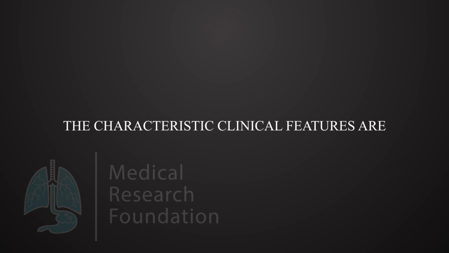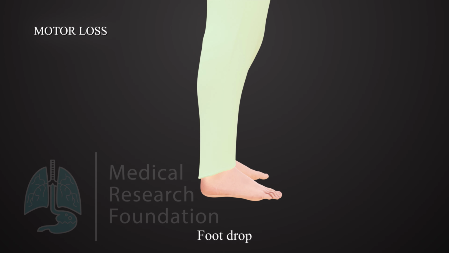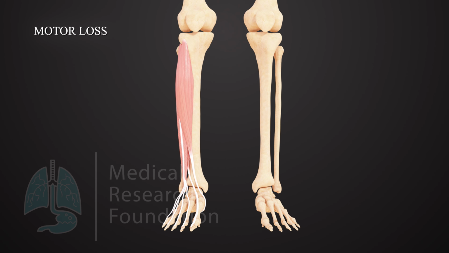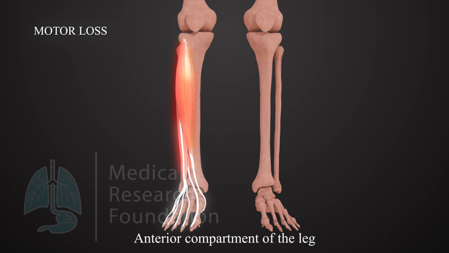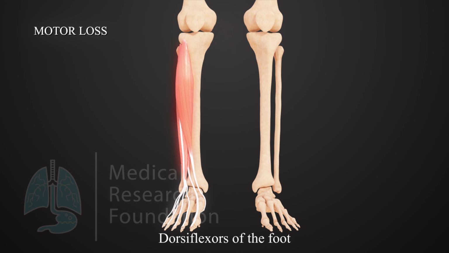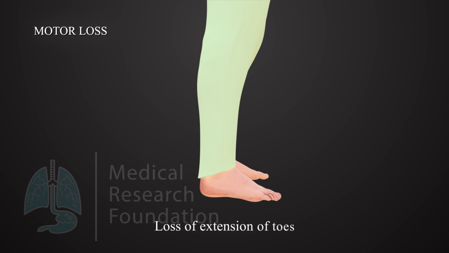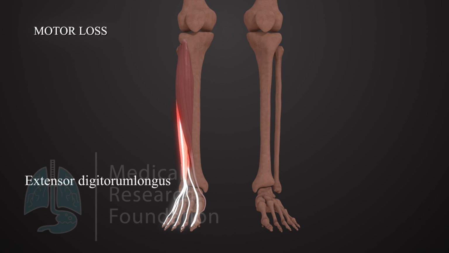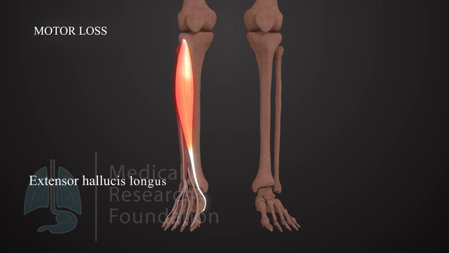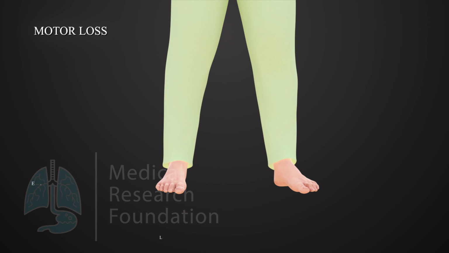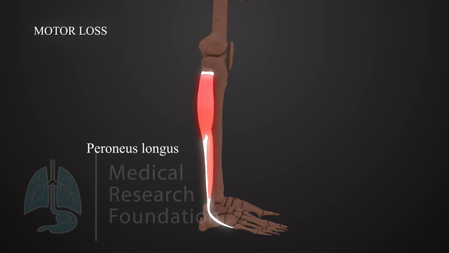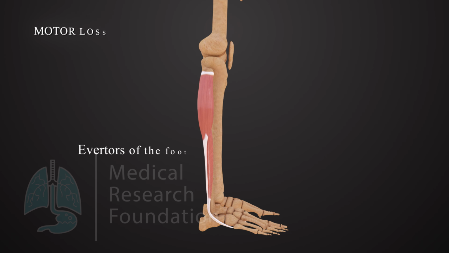The characteristic clinical features are as follows. Motor loss: foot drop, due to the paralysis of muscles of the anterior compartment of the leg, the dorsiflexors of the foot; loss of extension of toes, due to the paralysis of extensor digitorum longus and extensor hallucis longus; loss of eversion of foot, due to the paralysis of peroneus longus and peroneus brevis, evertors of the foot.